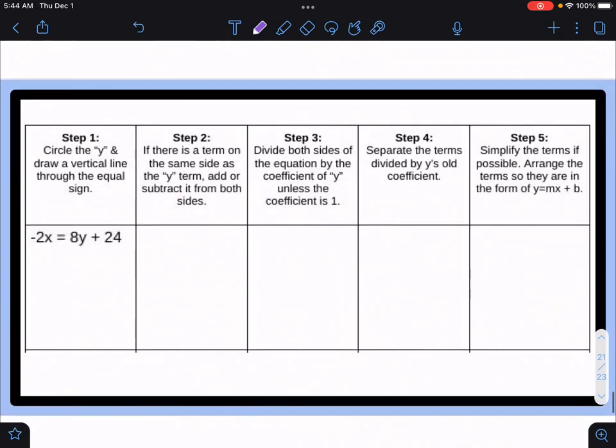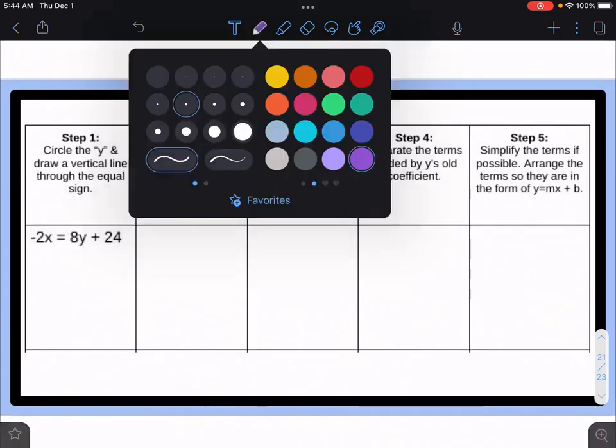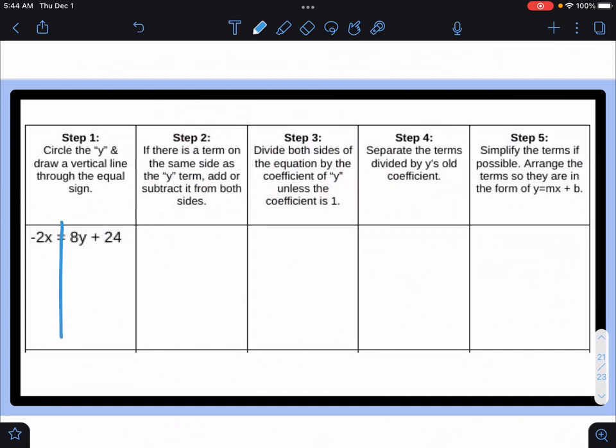And let's try this very last one. Look at what's on the left and the right side, and we somehow have to get this 8y to be by itself. So to get that 8y to be by itself, I don't like that the 24 is there. So to get rid of the 24, I'm going to subtract 24 from both sides. Subtract 24. That would give me negative 2x minus 24 equals 8y.